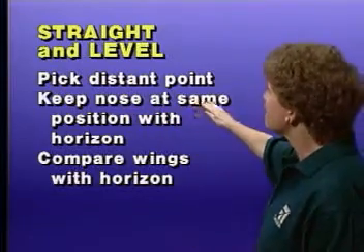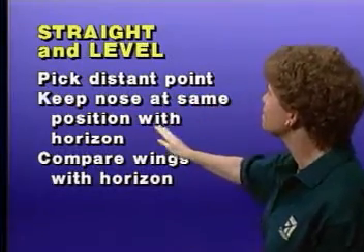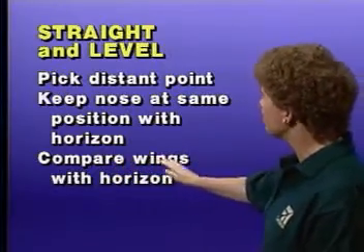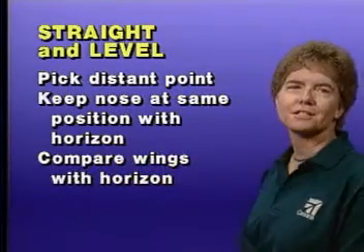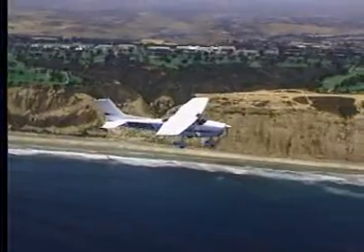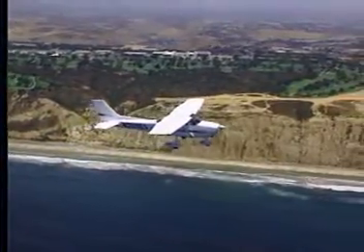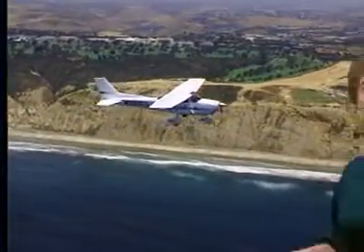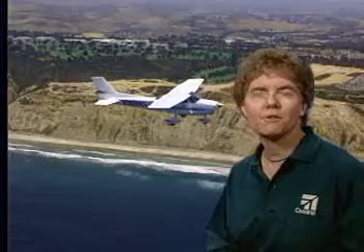So to fly straight and level, pick out a distant point on the horizon and fly towards it. Keep the nose of the airplane at the same position with the horizon and compare the wings and the wingtips with the horizon to make sure the wings are level. Keeping the airplane straight and level really is just a continuous chain of small corrections. You see a change in one direction, so you make a correction in the other. And after a while, you won't even notice that you're making them.